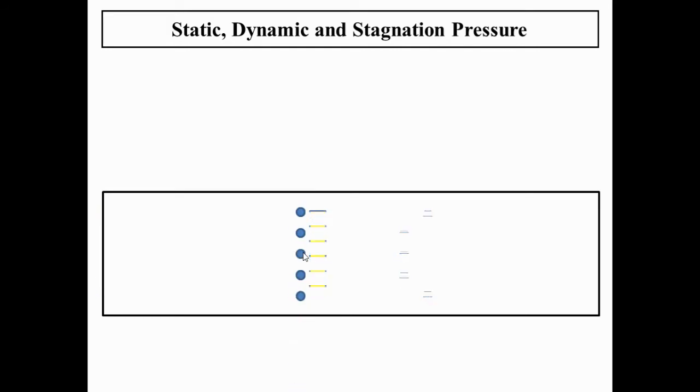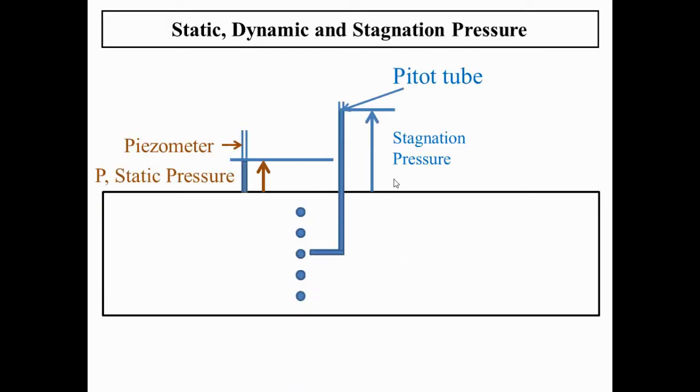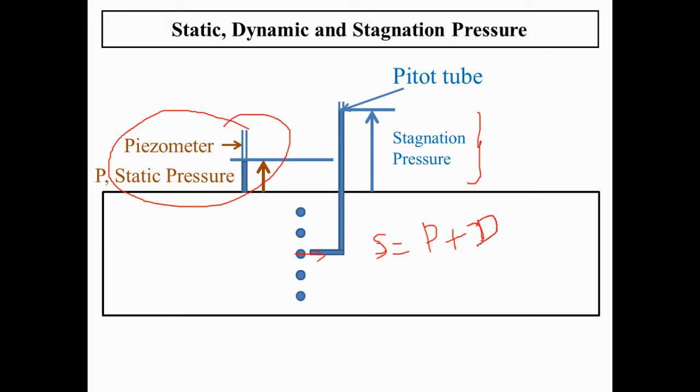To identify that, we can introduce a pitot tube over here. The flow gets into it, and you are able to measure the stagnation pressure. We also see that a piezometer helps us determine the static pressure. So the total or stagnation pressure, I am representing stagnation pressure as S, static pressure as P, and dynamic pressure as T. So we are able to calculate the dynamic pressure, which is the difference between the stagnation and static pressure.